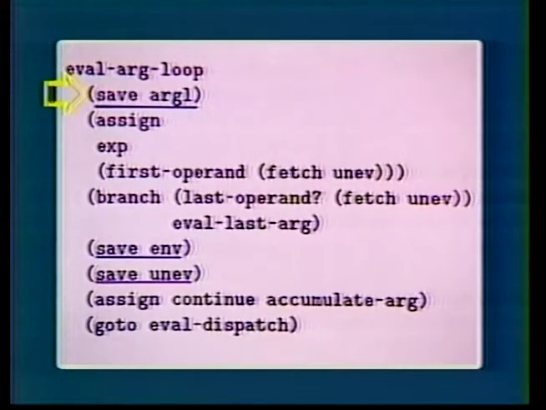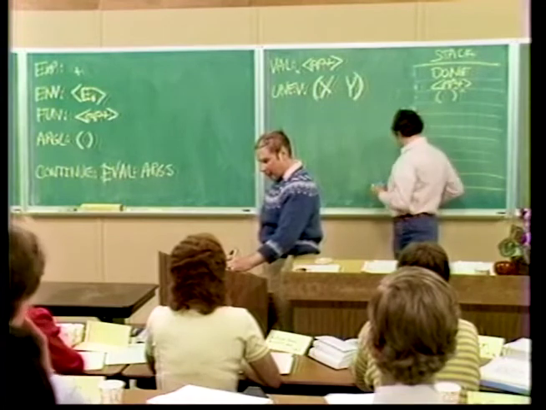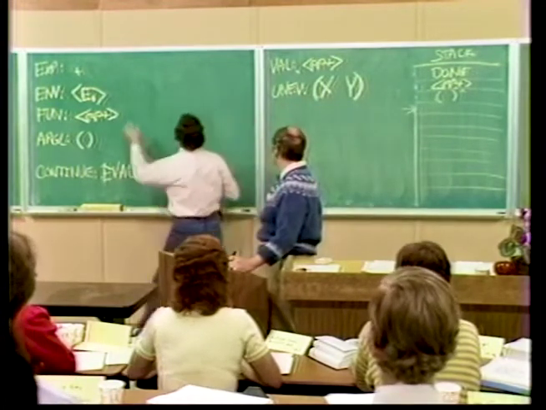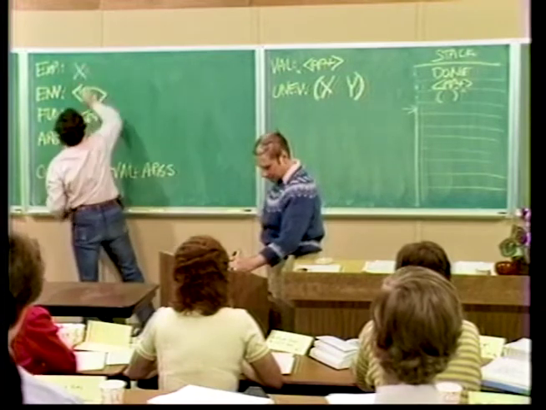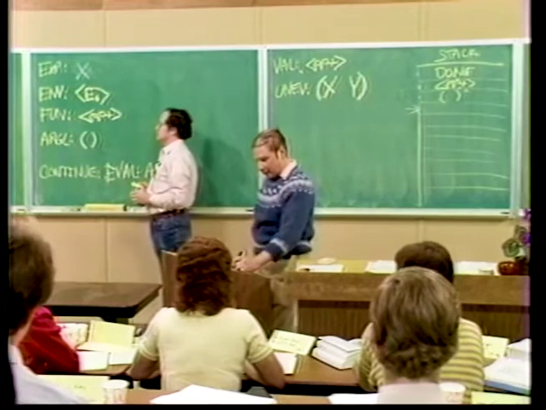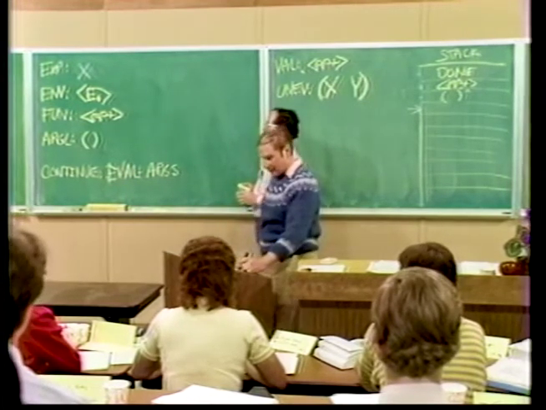Okay, so we save argl. We assign to exp the first operand of the stuff in UNEV. Now we check and see if that was the last operand. In this case, it is not. All right, so we save the environment.